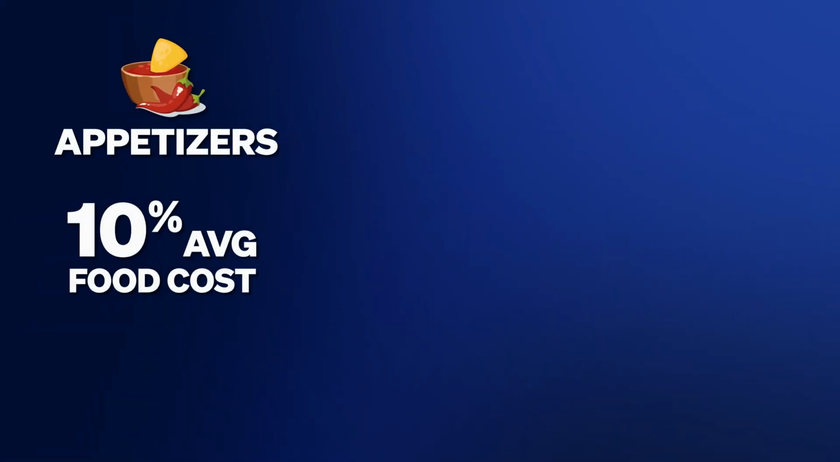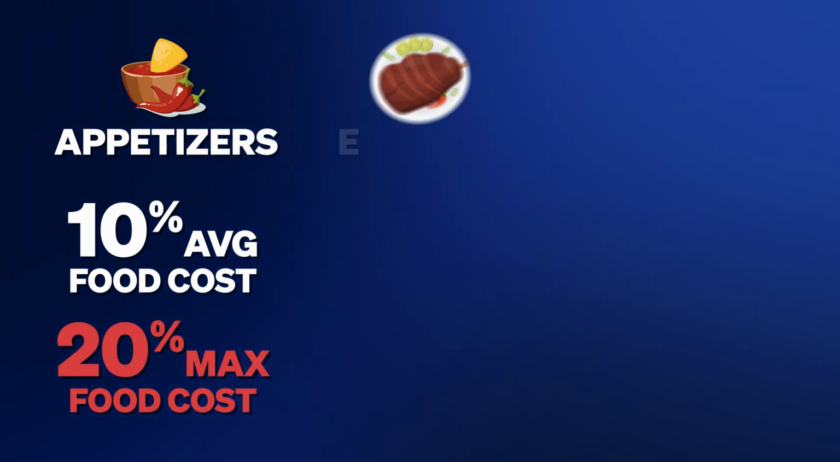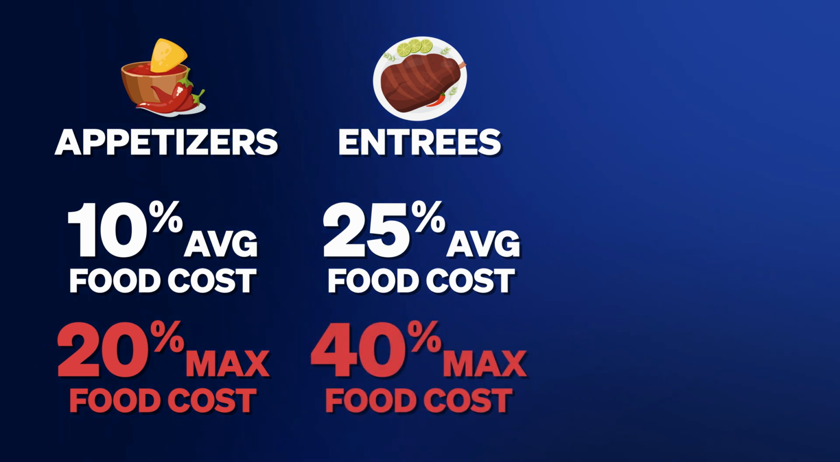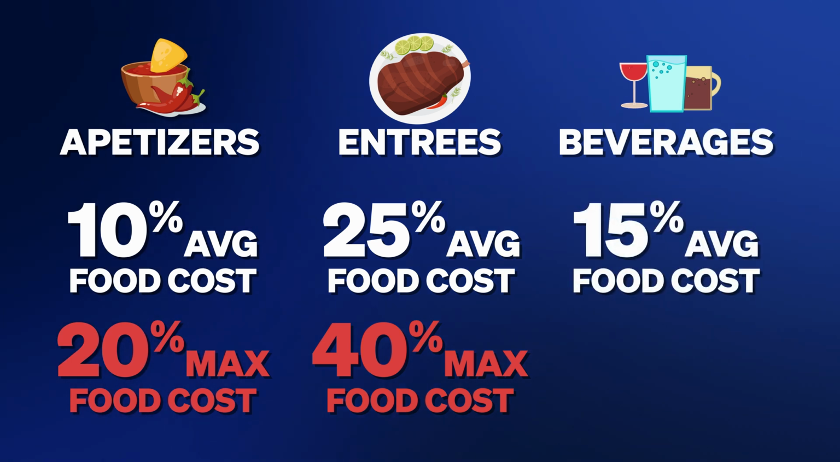Then, as a rough guidance, you should never exceed these food cost rules per category type. On appetizers, you try to average 10% in food costs and never have a food cost over 20%. On entrees, you try to average 25% and never have a food cost above 40%. Occasionally, you might need an entree that has a 40% to 50% food cost, like that fancy steak, but it should be the exception of your entrees, not the rule. Then on beverages, you try to average a 15% food cost.